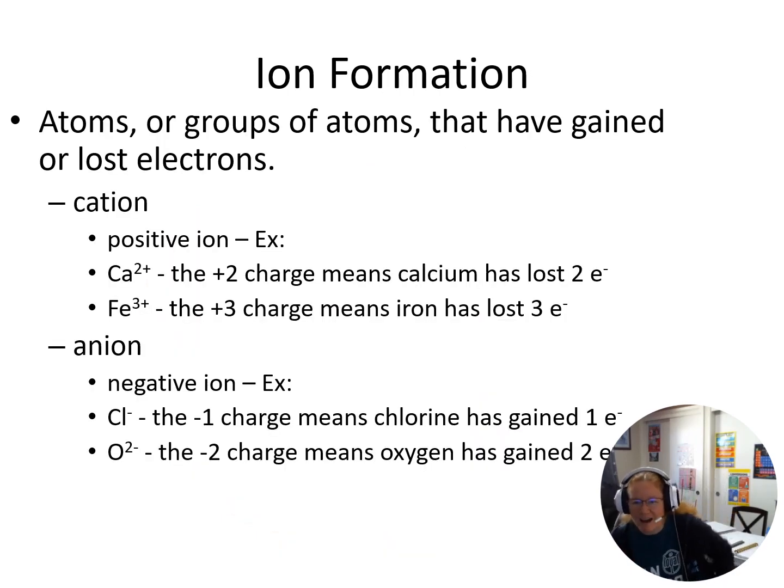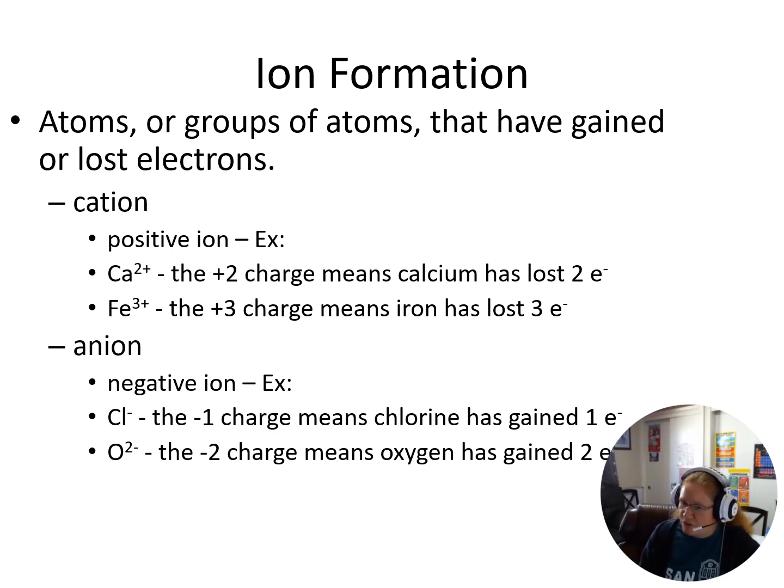We can form ions by moving electrons around. If I have 5 positive charges and 5 negative charges, I'm neutral. But if I take an electron away, I have 5 positive charges and 4 negative charges. Now I have one more positive charge than negative charges, and that's where we get cations. Cations have lost electrons, so they have more positive charges than negative charges. A calcium ion with a +2 charge means calcium has lost 2 electrons. An iron with a +3 charge means iron has lost 3 electrons.